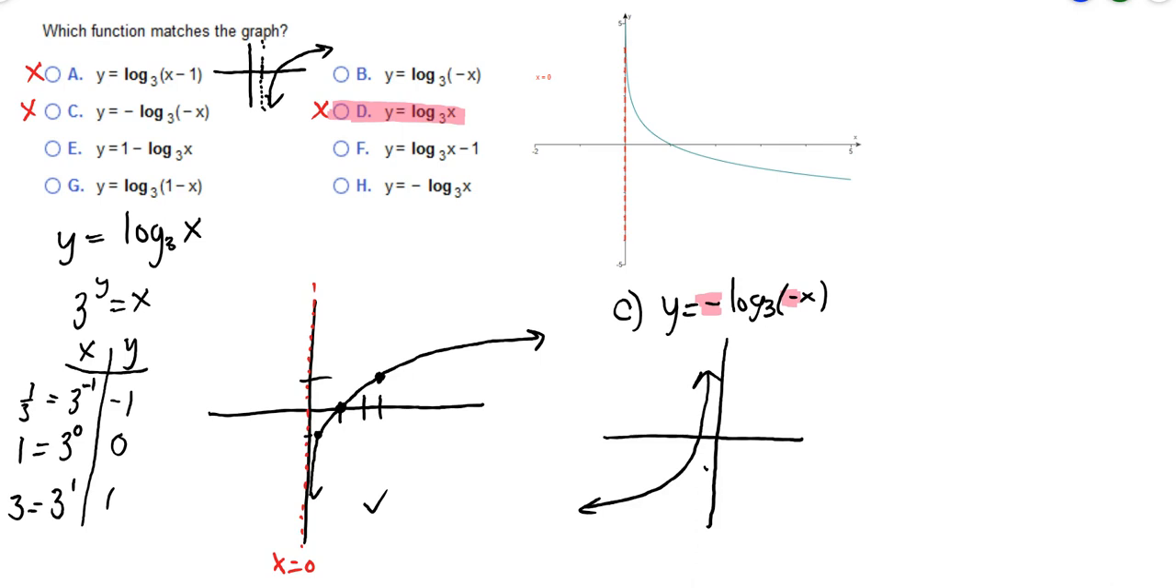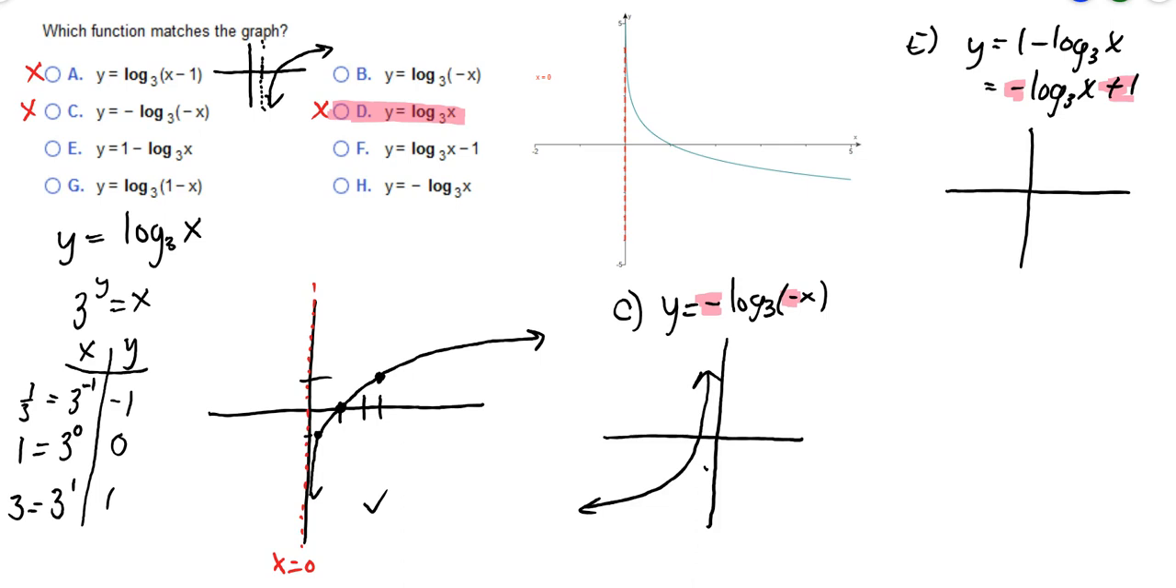The equation in E is y equals 1 minus log base 3 of x. Let me rewrite that as negative log base 3 of x plus 1. So this negative reflects it vertically, and this plus 1 shifts it up 1 unit. So if I reflect vertically and then shift up 1 unit, it would look something like this. And that's pretty close, so let's keep that one in mind.